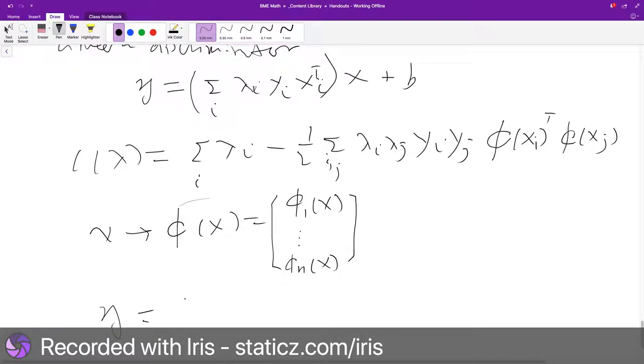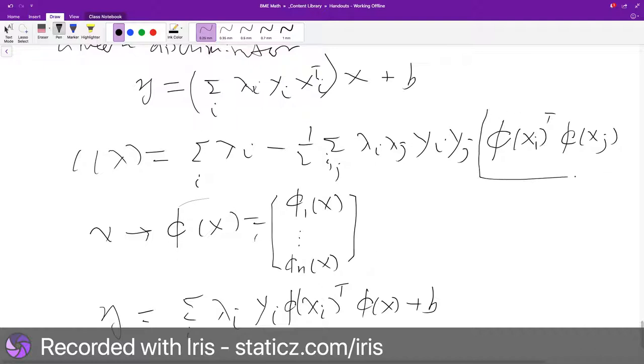So it's lambda i, yi, and so on. You just replace your vector x, either your data or your variable, with whatever nonlinear function you have, in the new variable you have. If you observe that, you see that the function that I want to optimize here, and the final linear discriminant, always have this product term like this. This is a dot product, an inner product of two vectors.